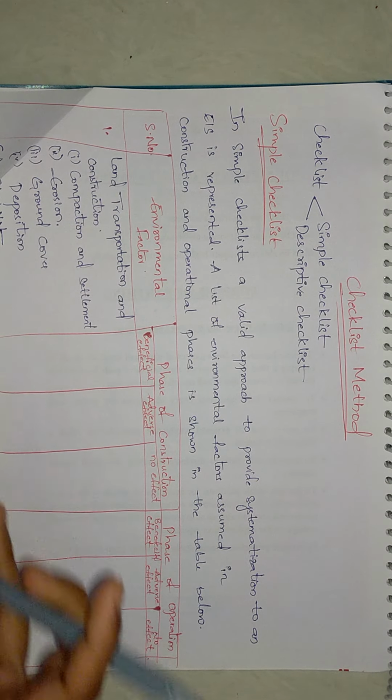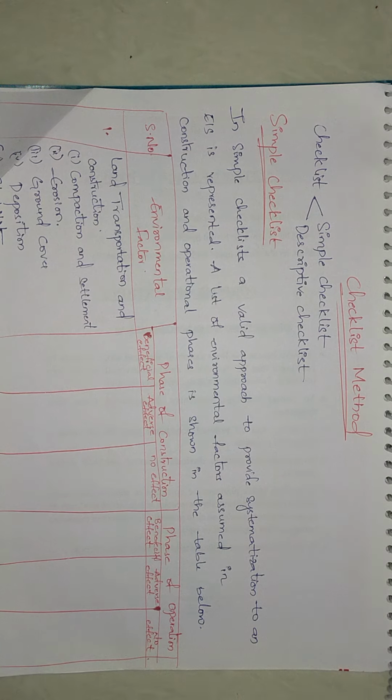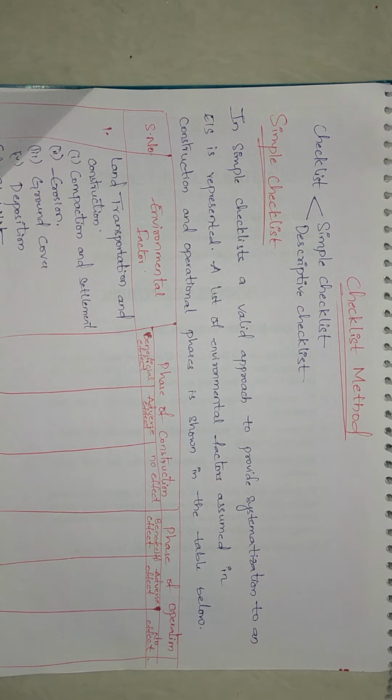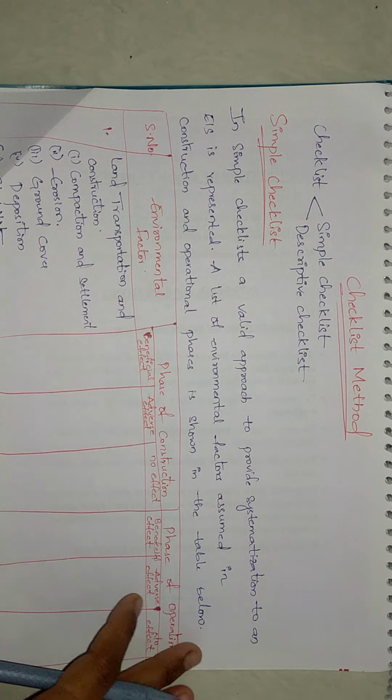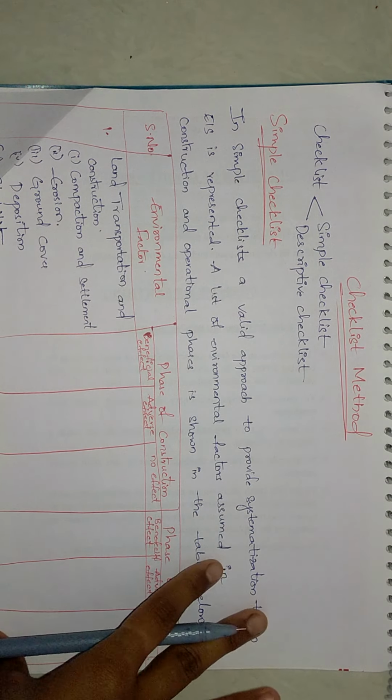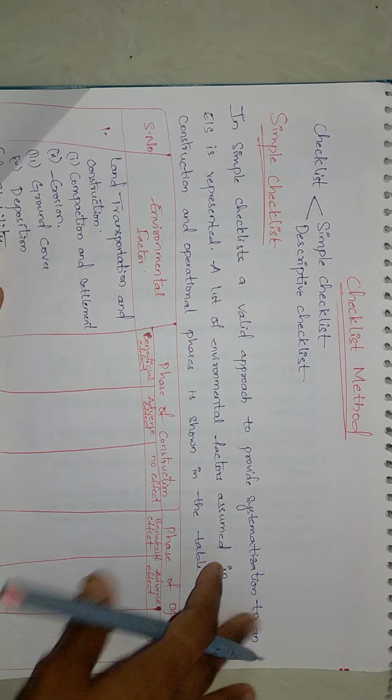All these lists of environmental factors will be taken in the construction and the operational phase. Construction is while constructing, and operational is after the execution but not completely implemented, just a partial execution, that means partial construction. So this is the phase of operation, and this simple checklist method is a very good and easiest approach as well. Now let's see how this will be done.